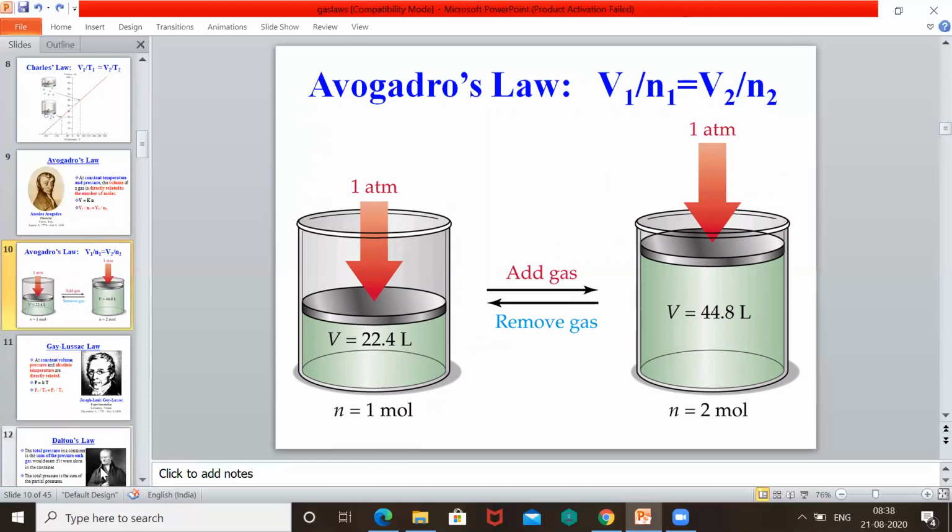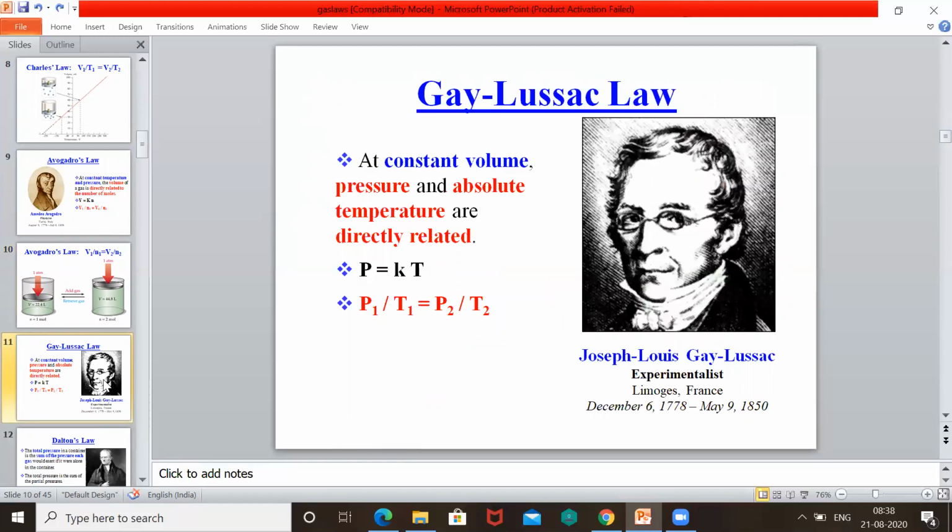Then there is another law, that is Gay-Lussac's law. At constant volume, pressure and temperature are directly related. If volume is kept constant, pressure is directly proportional to temperature. If pressure is more, what happens when we press a gas, it gets heated up. Pressure is more, temperature is more.